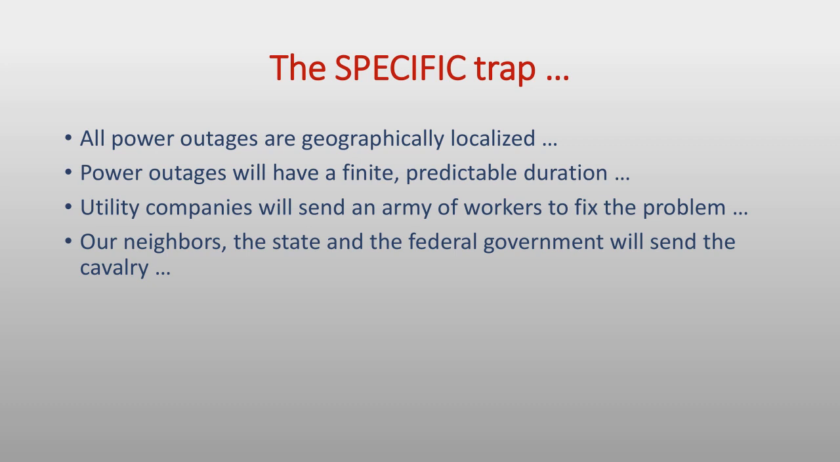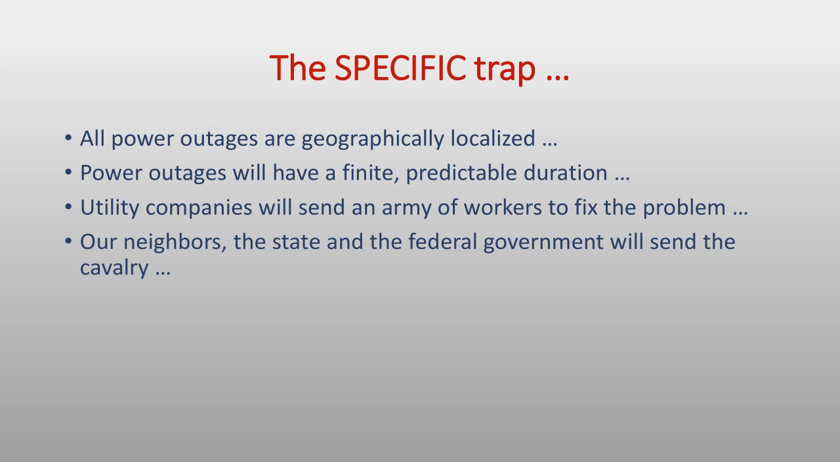But there are specific traps as regards the grid. There's the all power outages are geographically localized trap. And that is largely true. Power outages tend to be very localized in a geographical area. It's very rare that the geographical area is extremely large. And so far, we in the United States have not experienced a systemic failure across the entire continent or across anything more than just large swaths of the country.